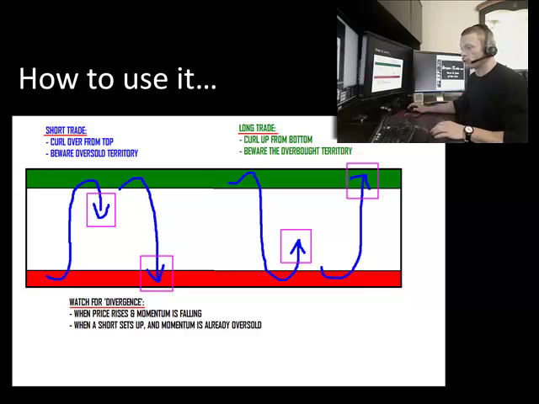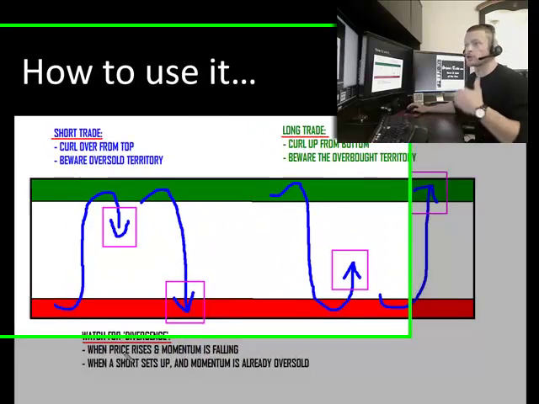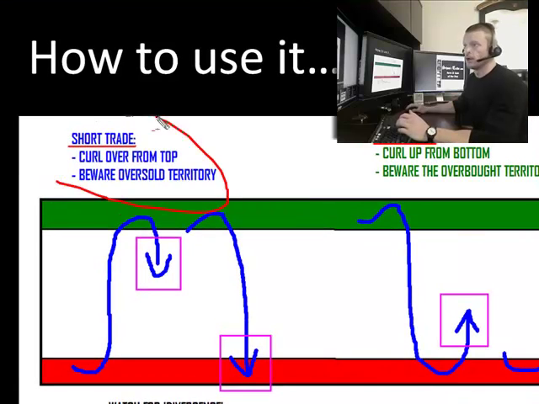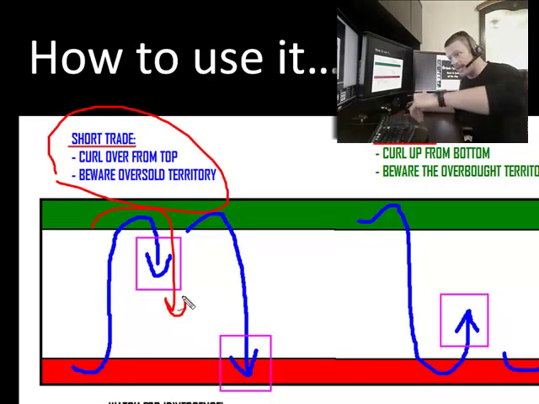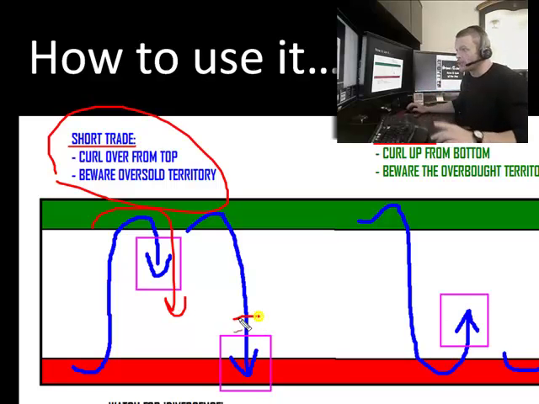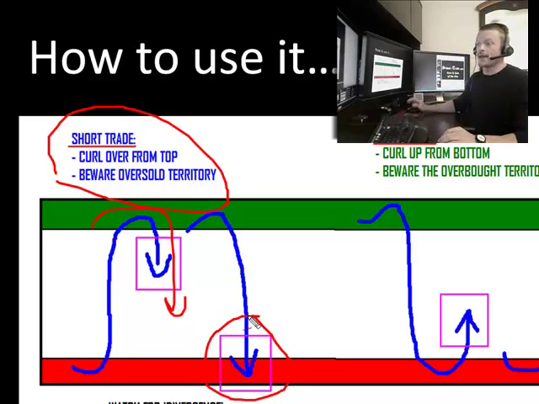All right, so first things first, momentum for a short trade. We want to make sure momentum for a short trade is curling over from the top and pointing down. So for a short trade, I want it curling over from the top and pointing down. Now be careful, I don't want to get wrapped up in momentum that is oversold.